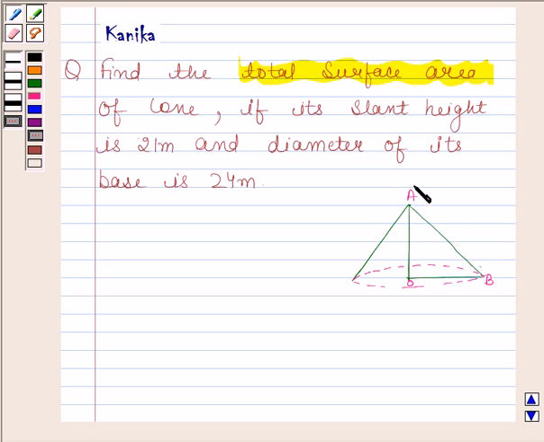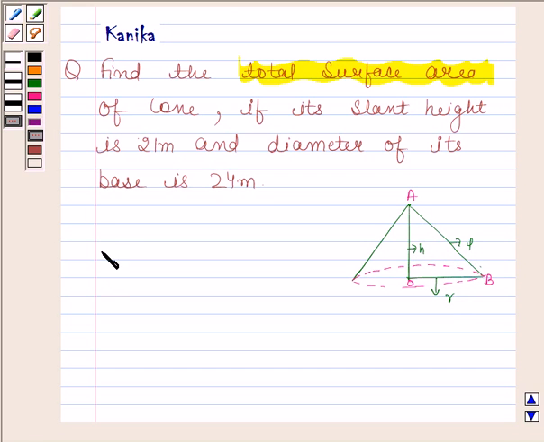Point A is called the vertex of the cone. Base of this cone is circular, OB is the base radius, OA is the height of this cone and AB is its slant height. We usually denote height by h, slant height by l and base radius by r.